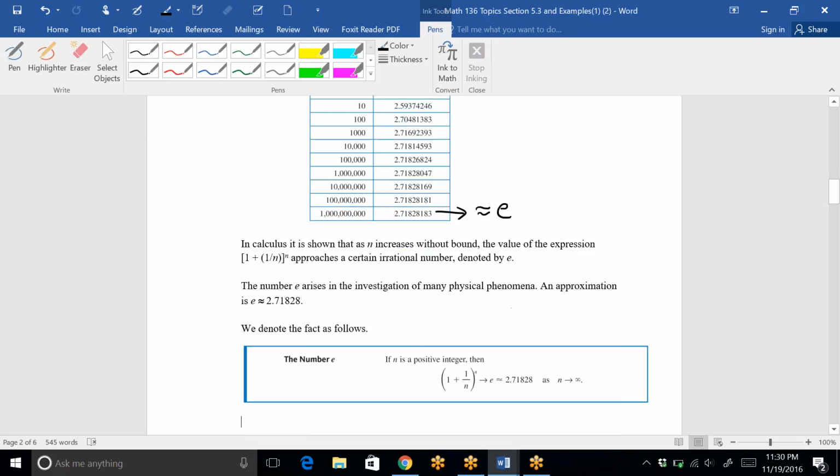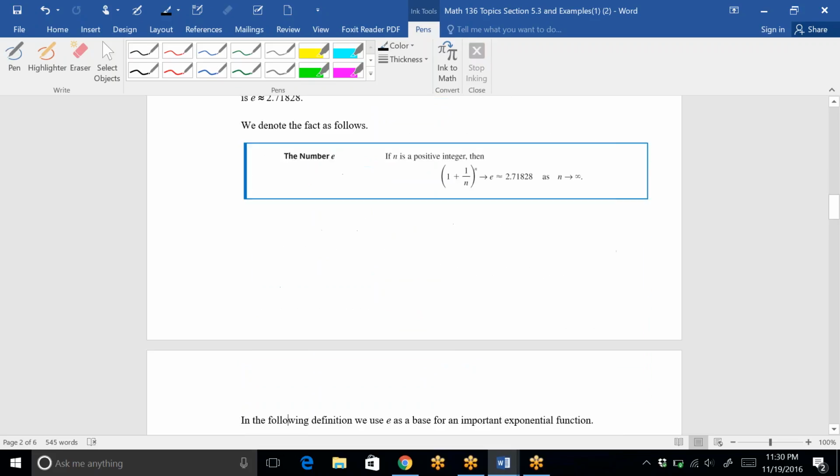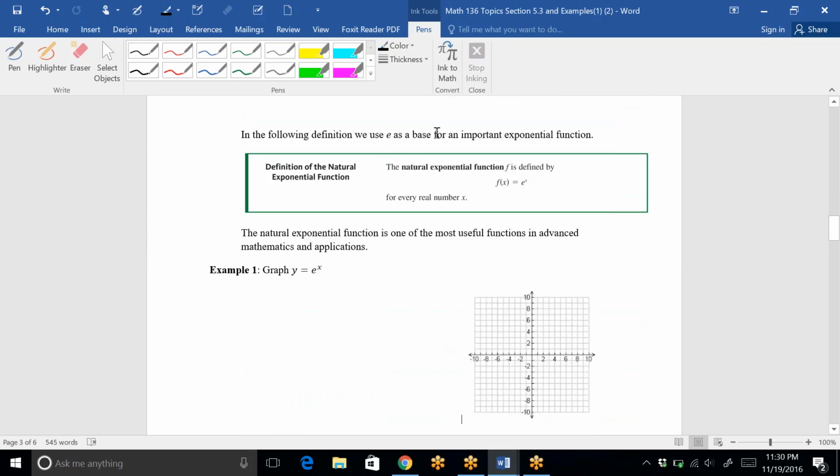So e is this base, 2.71828 is our approximation for it. And we use this now to define the natural exponential function. You should have a button on your calculator that says e to the x or e to the box. This is the button we use to evaluate these. You cannot do them by hand. Well, you could try, but it would be very bad because you can't write out the decimal long enough.